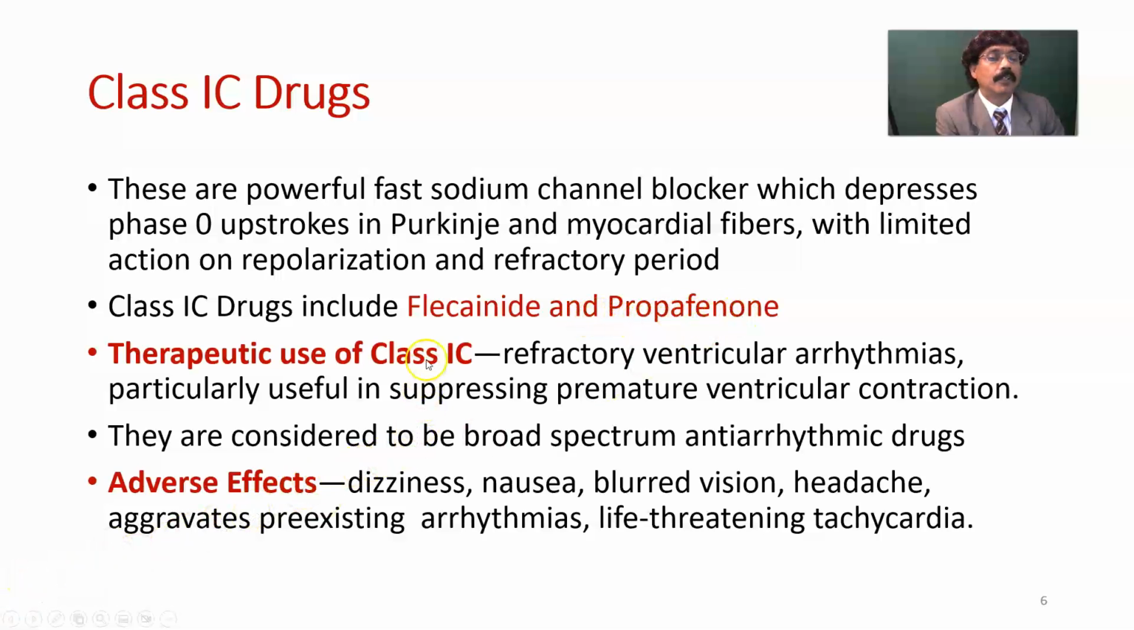Therapeutic uses of class 1C: refractory ventricular arrhythmias, and they are particularly useful in suppressing premature ventricular contraction. They are considered to be broad-spectrum antiarrhythmic drugs. These are flecainide and propafenone. Adverse effects include dizziness, nausea, blurred vision, headache, and aggravation of pre-existing arrhythmias. There may be life-threatening tachycardia.